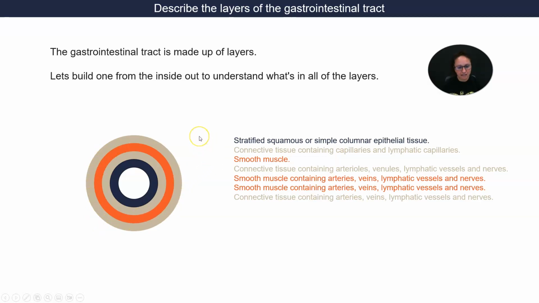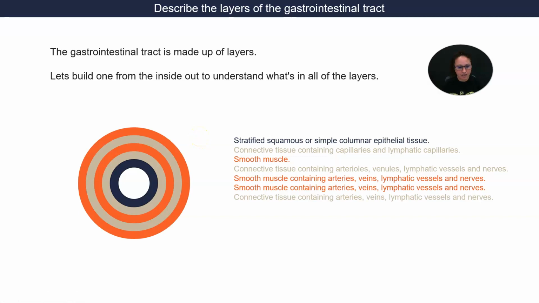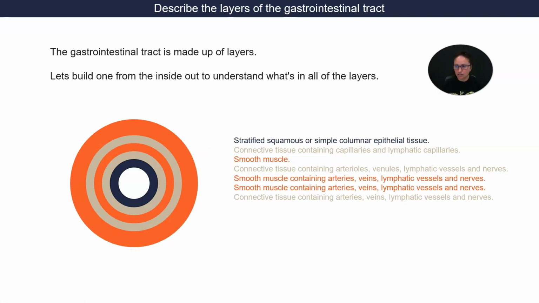What do we have after that? Smooth muscle, and then another layer of smooth muscle. So as you can see, we have lots of smooth muscle in our gastrointestinal tract. Make sure you add arteries, veins, lymphatic vessels, and nerves through this smooth muscle layer to finish off this picture. And then on the top of that we have some more connective tissue, okay? So we have epithelial tissue, connective tissue, and smooth muscle making up our awesome digestive or gastrointestinal tract.